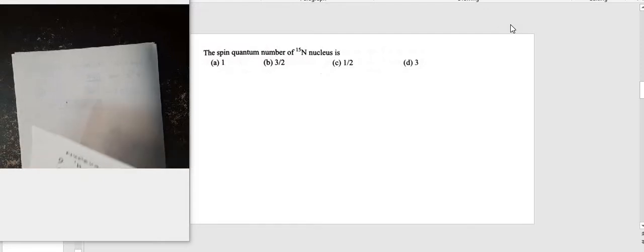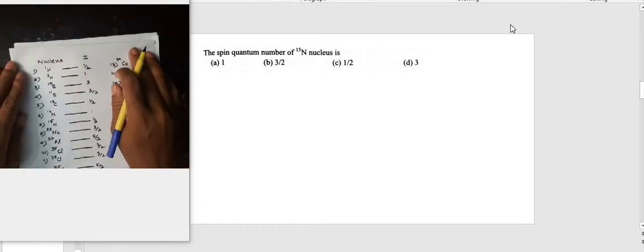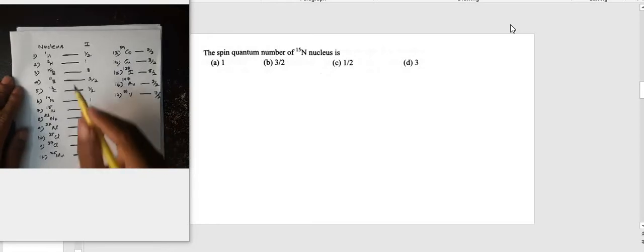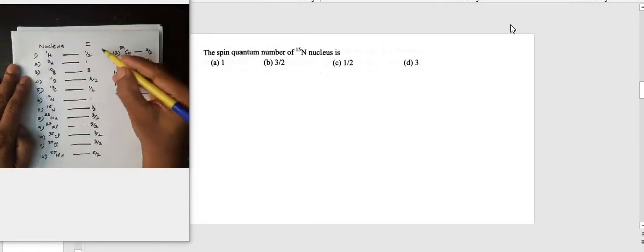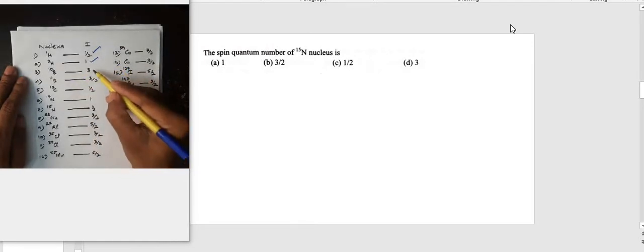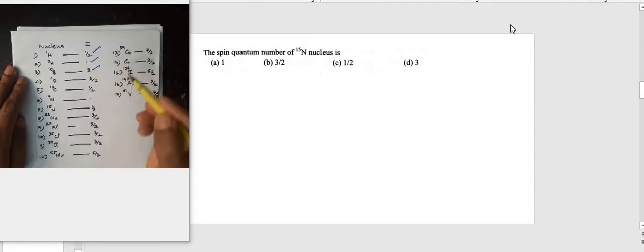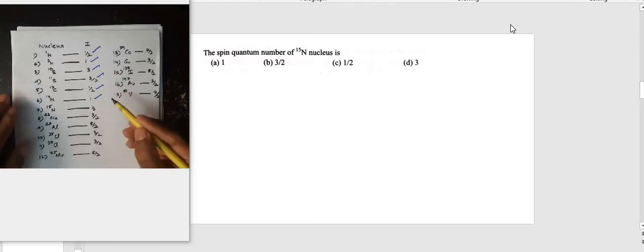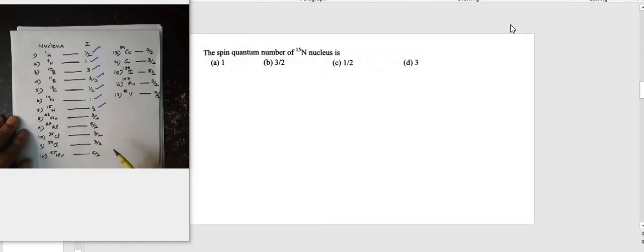Let me show you some of the nuclear spin quantum numbers here for common nuclei. See here, for proton the I value is 1/2, and for deuterium nucleus the I value is 1. For B10, boron 10 nucleus, the I value is 3. For B11 it is 3/2. For C13 it is 1/2. For N14 it is 1. For N15 nucleus, I equals 1/2. For sodium 23, 3/2. For aluminium 27, 5/2.